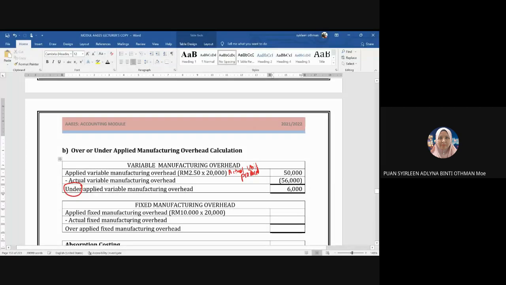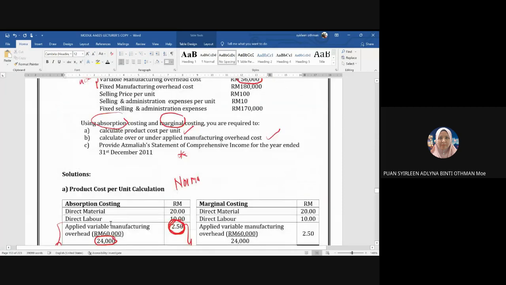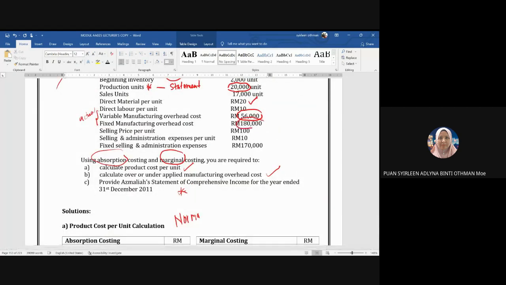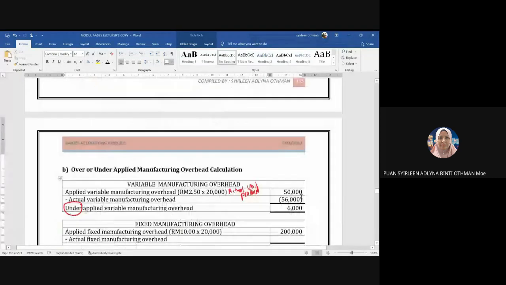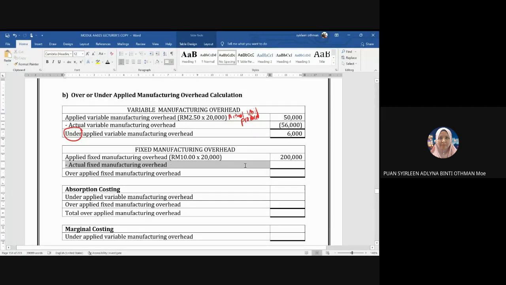Okay, fixed MOH pula, you akan guna RM10 tadi. You akan darab dengan actual unit produce. So your fixed MOH, you akan applied fixed MOH, you akan dapat RM200,000. The actual in the question is RM180,000. Nampak ya? Kita guna tu hanya untuk buat adjustments. So here my actual fixed manufacturing overhead ialah RM180,000. So here I am getting over applied by RM20,000.